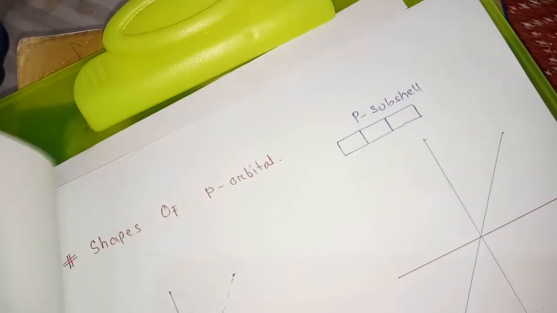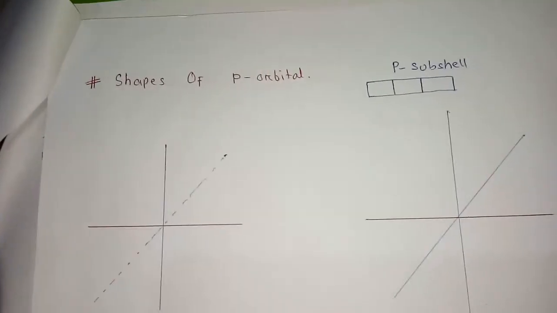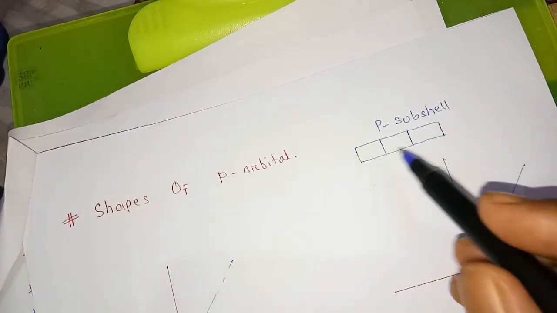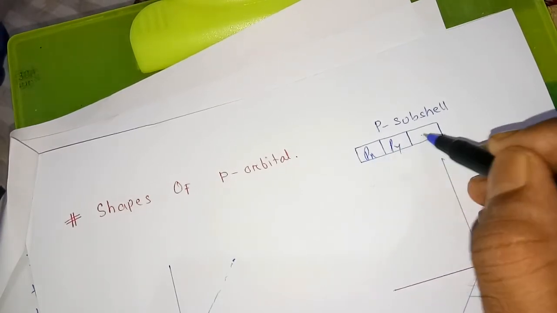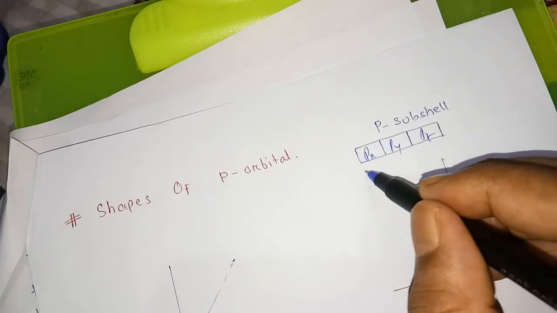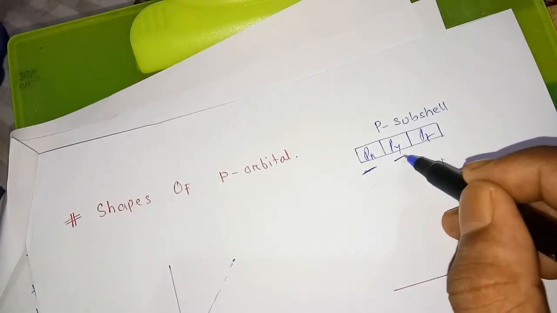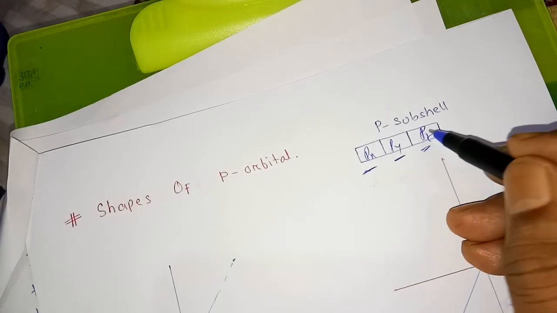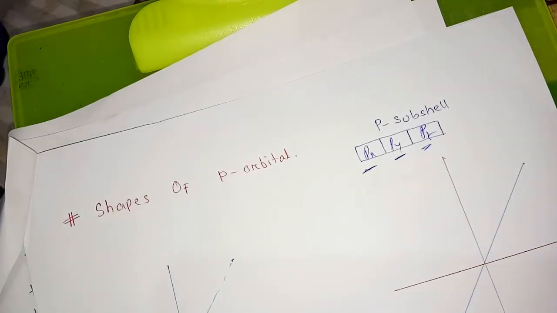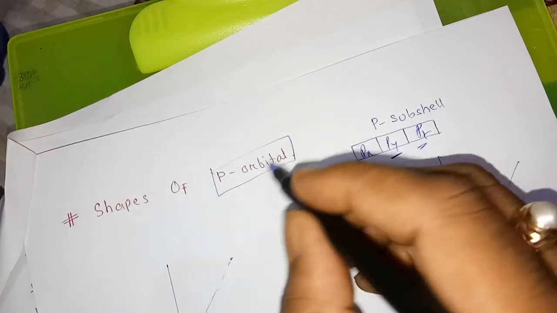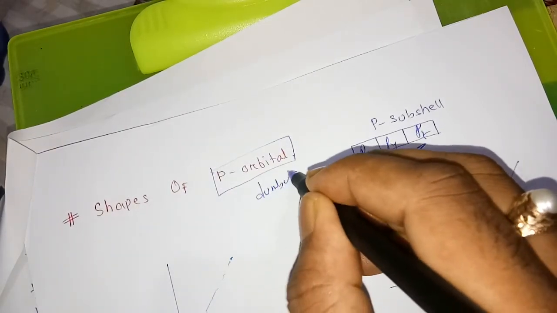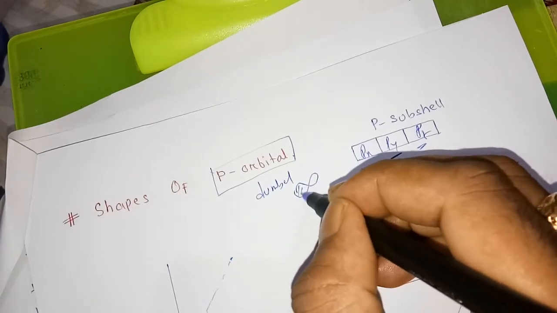Shapes of p orbital. So here we are doing the shapes of p orbital. Now, as we have discussed, the p subshell is divided into three boxes. These boxes are orbitals actually. This is Px, this is Py, this is Pz. If I write Px, it means orbital in the x direction. If I write Py, orbital in the y direction. If I write Pz, orbital in the z direction. Earlier, we talked about the s orbital, which is spherical in shape. Now, the p orbital is dumbbell shape. The shape of the p orbital is like that, dumbbell shape.